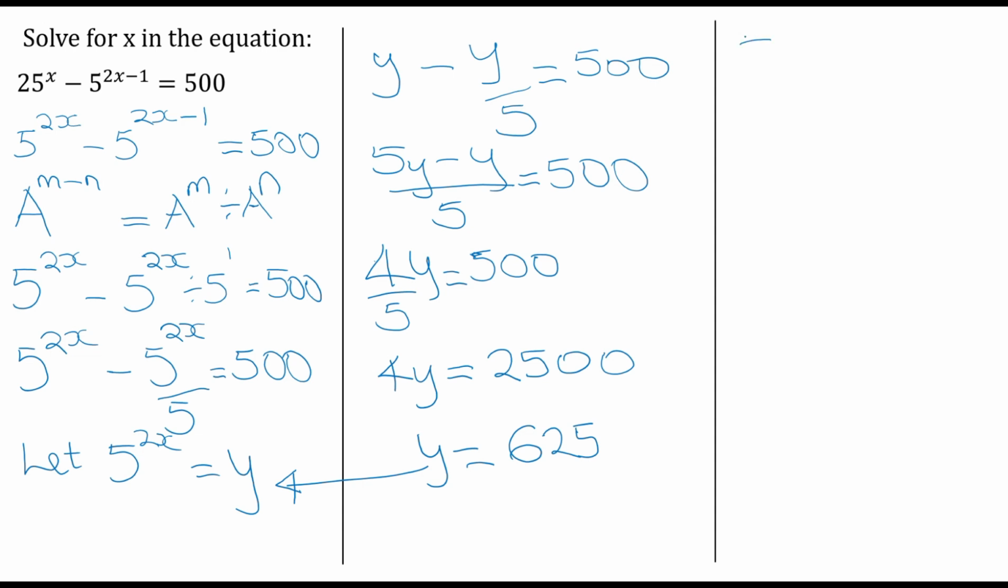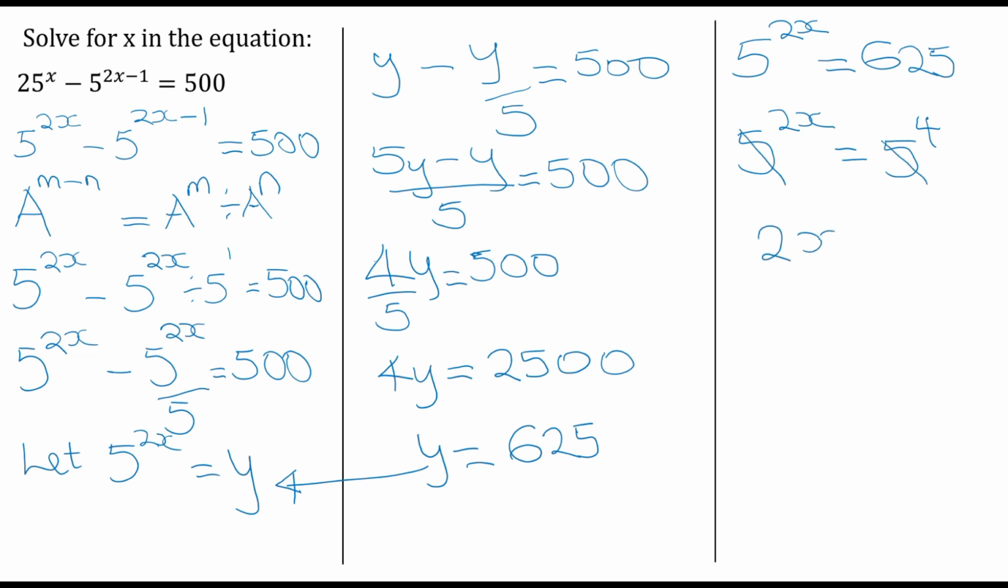So 5 to power 2x is equal to 625. Therefore, 5 to power 2x is equal to 5 to power 4. Having common bases, you have 2x is equal to 4. Therefore, x is equal to 2.